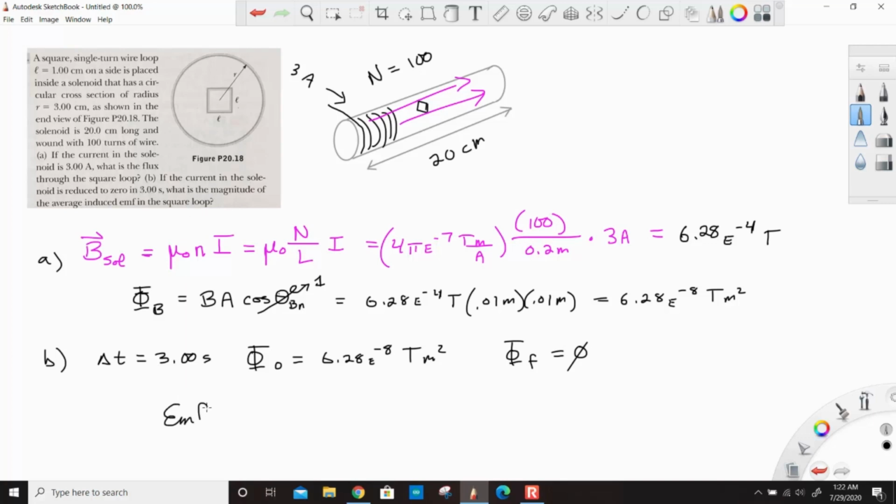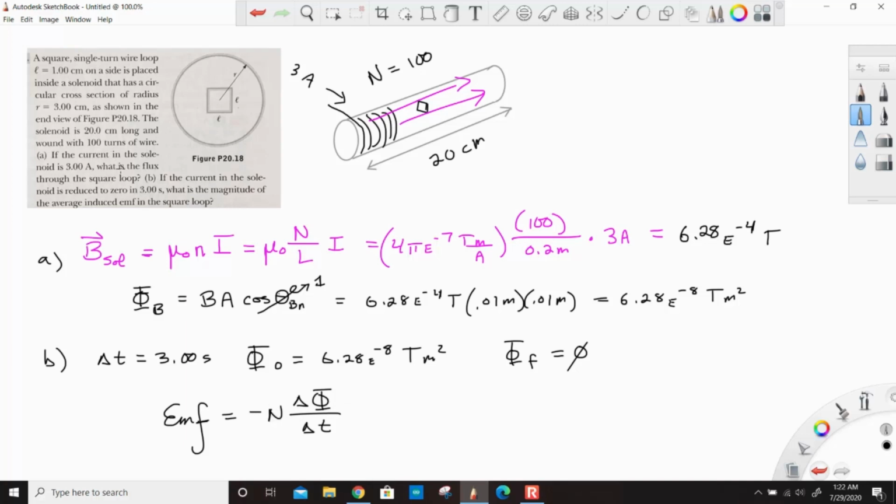When we say average, all that means is we didn't necessarily ramp it down in a one-for-one way, but we know where we started, we know where we ended, so we just take the average EMF. Anyway, so that gives us this equation. Remember, the negative sign is just there for math reasons.